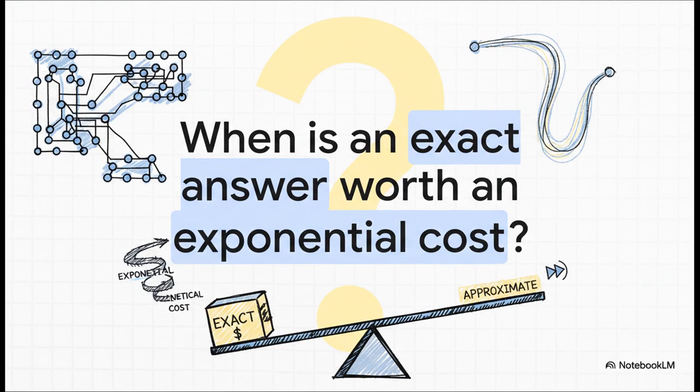Which really leaves us with this final, fascinating question. In a world full of shortcuts and good enough approximations, when is it worth paying a potentially huge computational price to get the absolute, provably correct answer? It's a trade-off that sits right at the heart of AI, machine learning, and really any kind of complex problem solving. It's a huge question and something to really chew on.